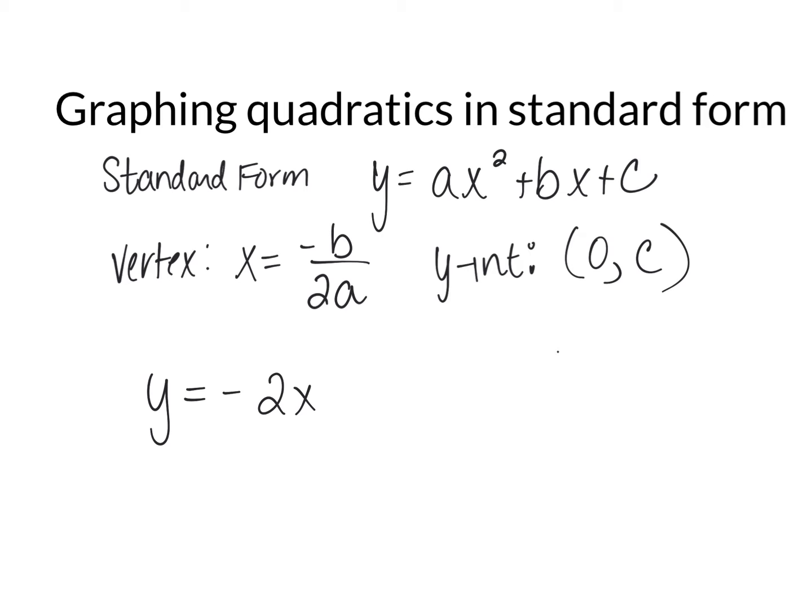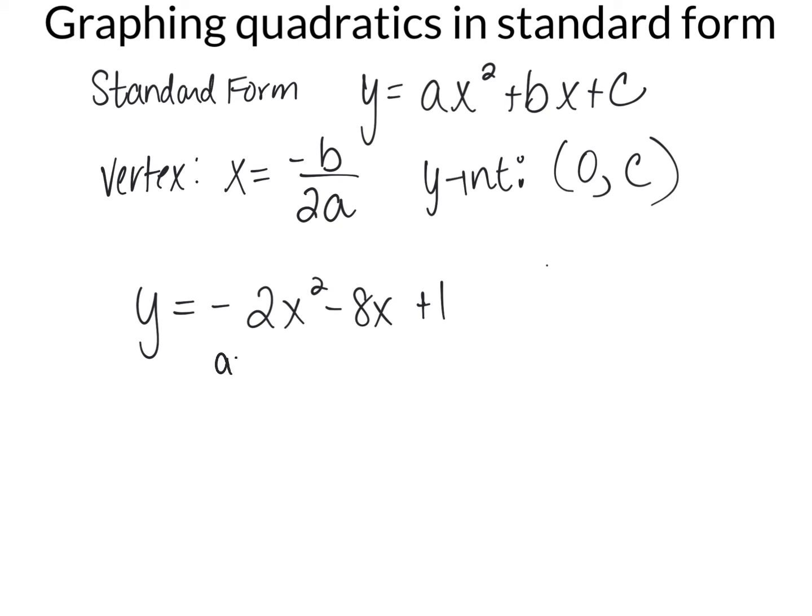I erased my equation. Now I gotta go find it again. Negative 2x squared minus 8x plus 1. Okay, so we're gonna graph y equals negative 2x squared minus 8x plus 1. Can you tell me whether this quadratic should open up or down? It should open down because a is negative. Just like vertex form, just like the absolute value functions.